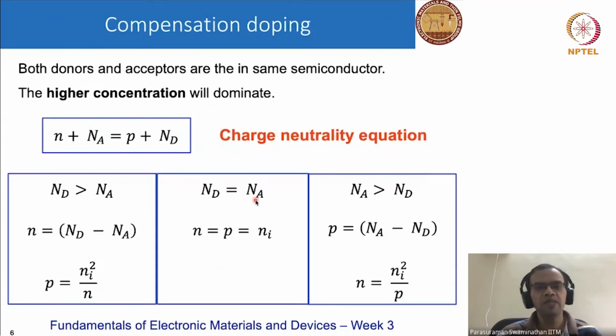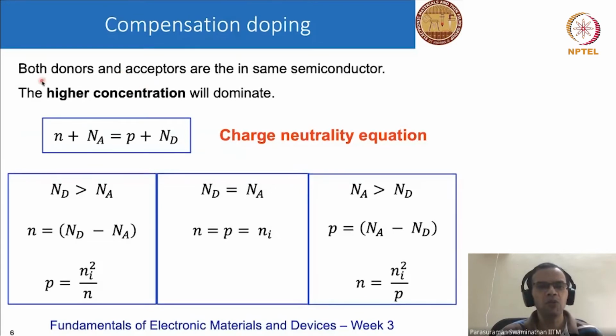So there will be situations when we have both donors and acceptors in the same semiconductor. Later, when we talk about devices like diodes or transistors, the way we make them is by taking a semiconductor which is already doped and adding either donors or acceptors, as the case may be.